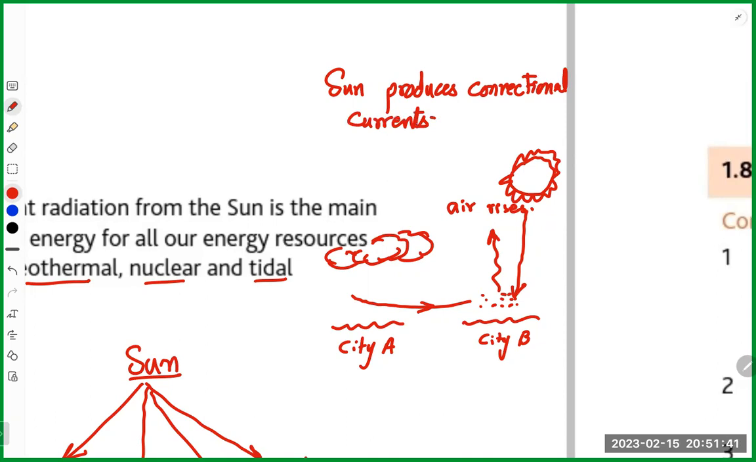Are you familiar with the term convectional current? Yes. When in a fluid, one part of the fluid is heated, it becomes less dense, so it rises up. And the other part of the fluid replaces it. Because of this movement, obviously the molecules inside are shifting from one place to another place. And this is what causes wind on Earth. Okay.